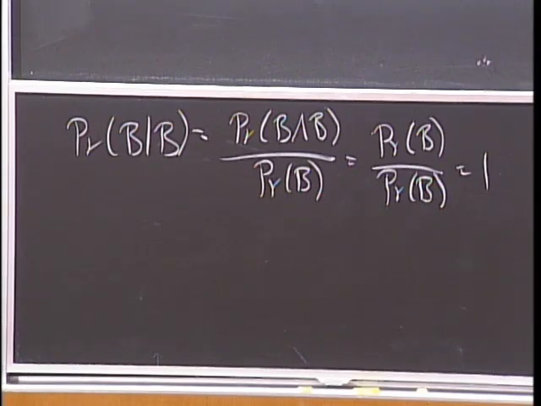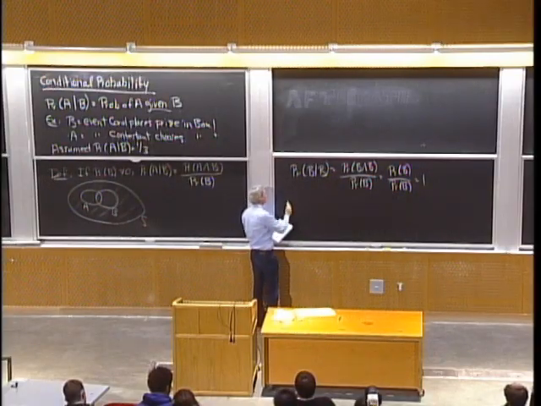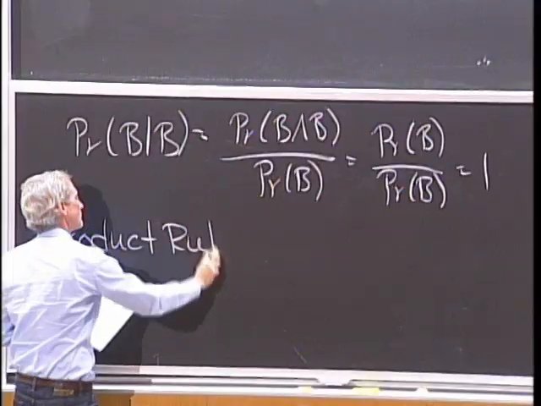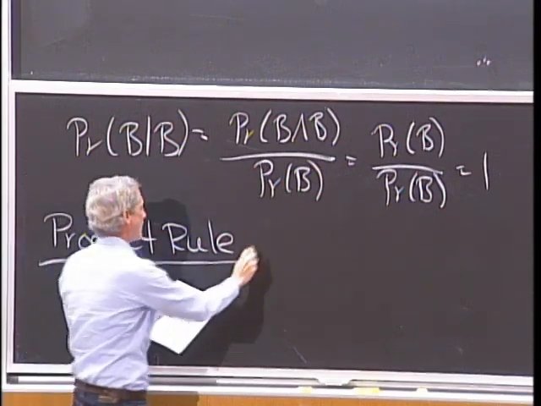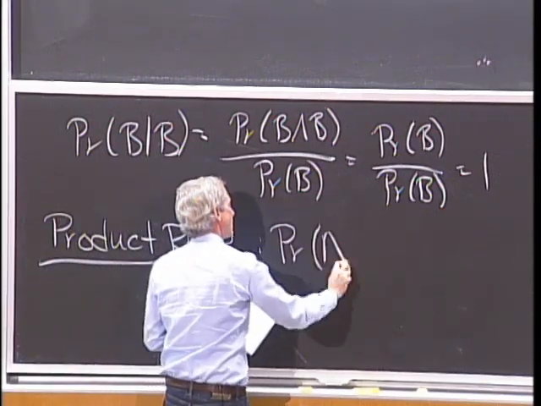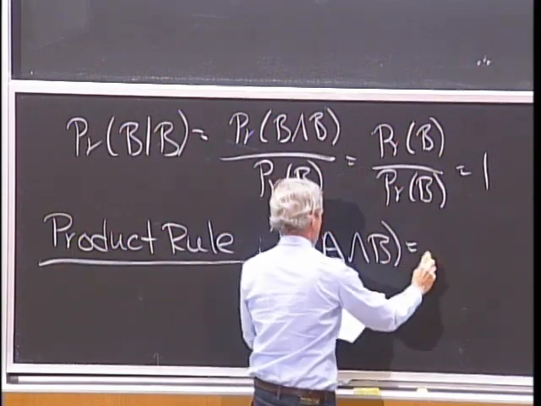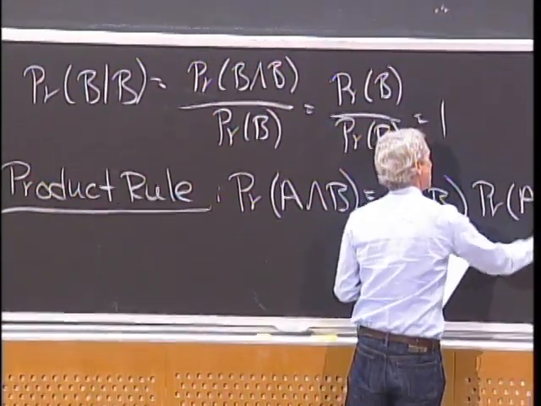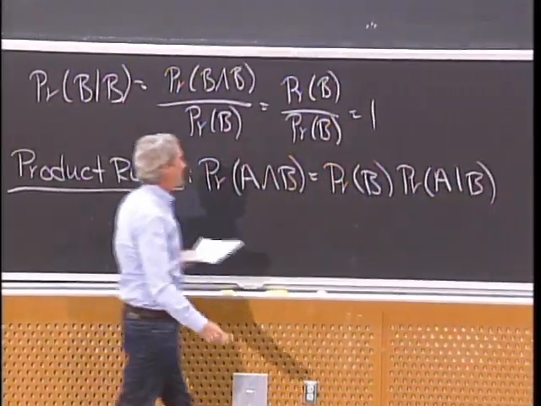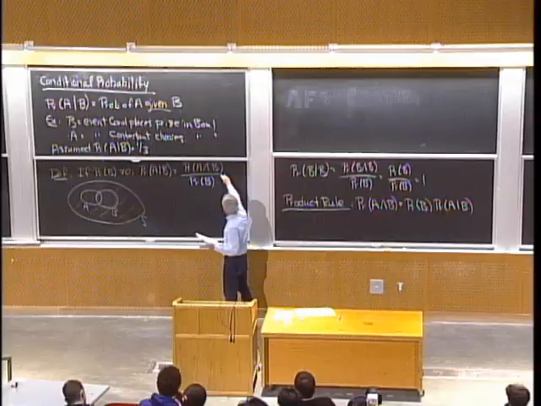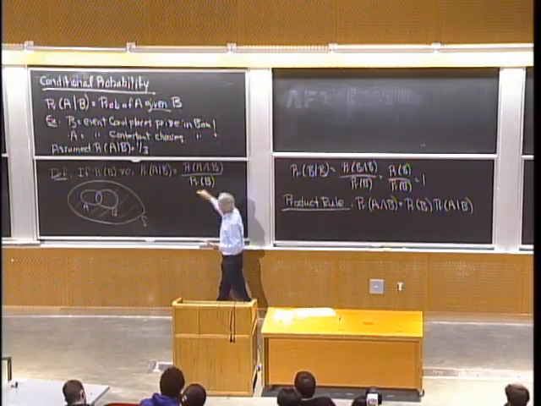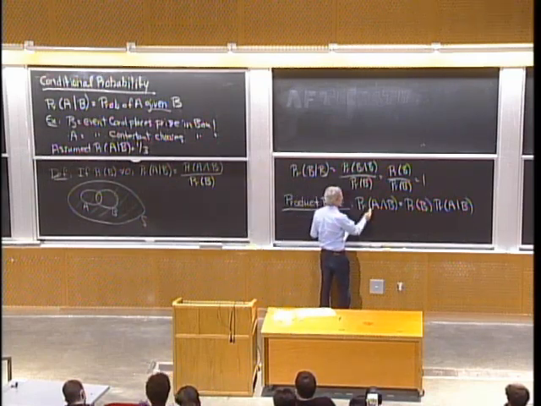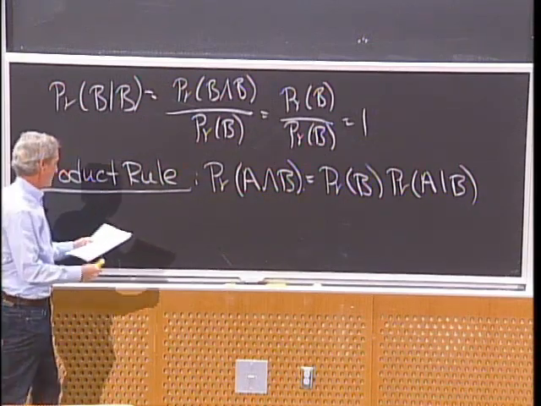Now, there's a nice rule called the product rule, which follows from the definition very simply. The product rule says that the probability of A and B for two events is equal to the probability of B times the probability of A given B. And that just follows straightforwardly from this definition. Just multiply by the probability of B on both sides. So now you have a rule for computing the probability of two events simultaneously happening.